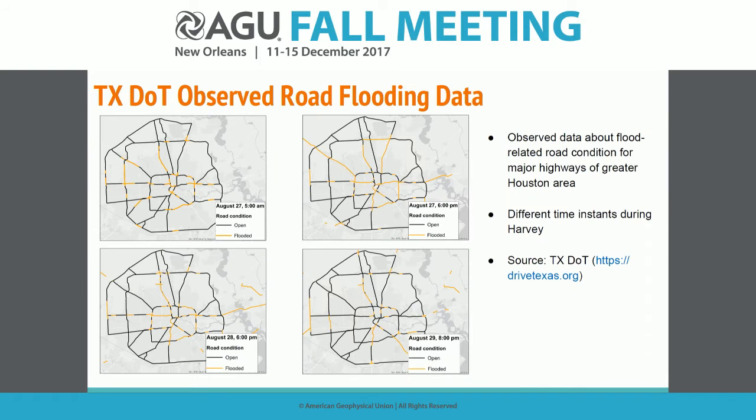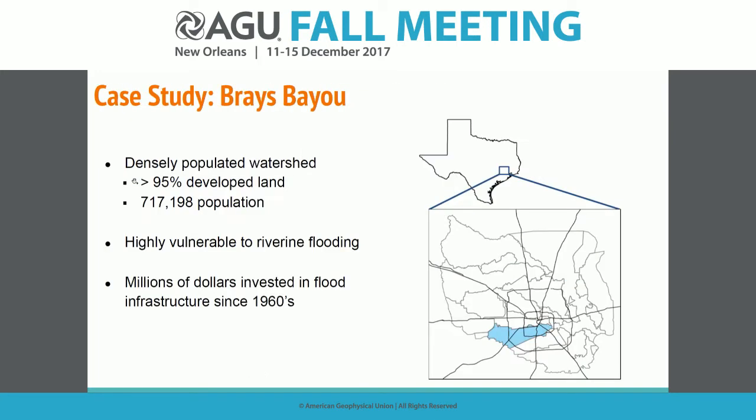As I mentioned, we used two types of data. The first one was observed empirical data from Texas DOT. Here we can see the major highway network in Houston, and the orange lines are the flooded and not accessible roads, and we had this information for different time instants during the storm. And then we used hydrologic and hydraulic modeling for a sub-region in particular.